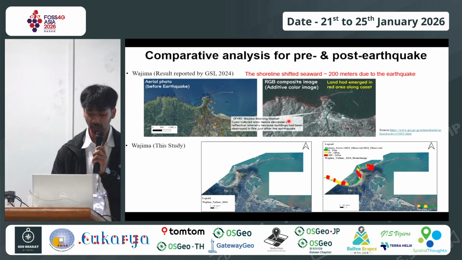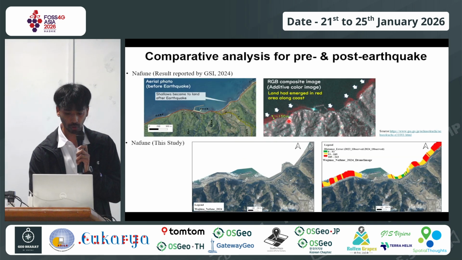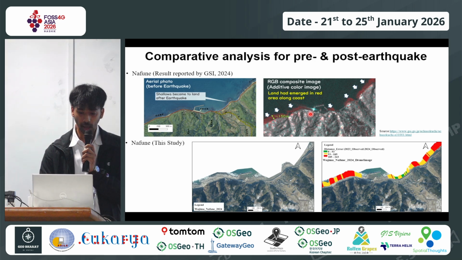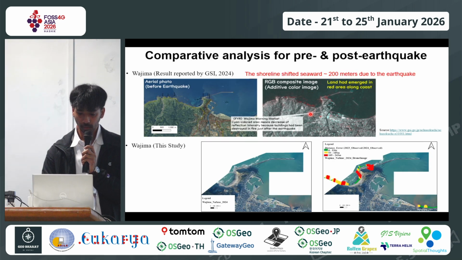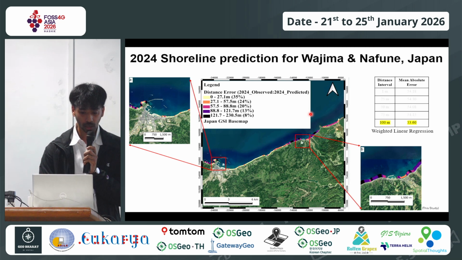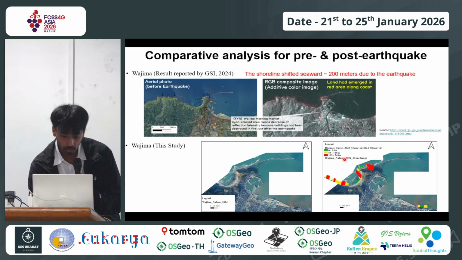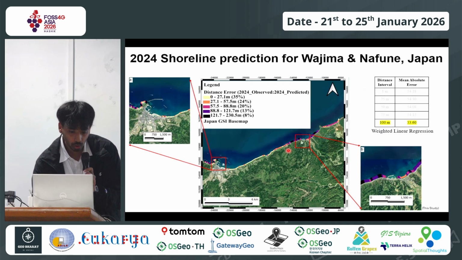So this is for Wajima, and this is for Nafune. Nafune also matches exactly with those areas. Now the error which we have got in this is almost identical to the same error that we are getting here, up to 243 meters, and here it is also around 230 meters.